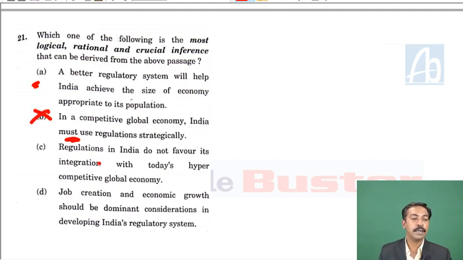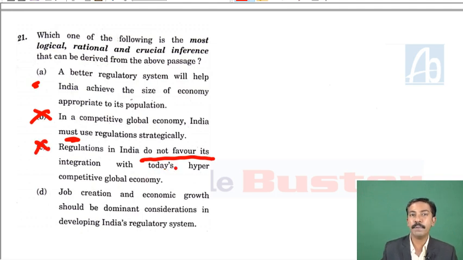Option C, regulations in India do not favor its integration with today's hyper competitive global economy. We cannot say do not favor. It's happening partially, or it's happening perhaps unconvincingly from the past. That is what we can consider, that is what we can understand. Option D, job creation and economic growth should be dominant considerations in developing India's regulatory system.